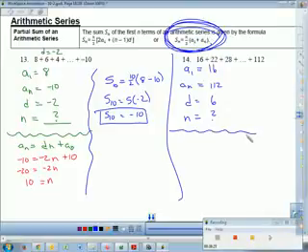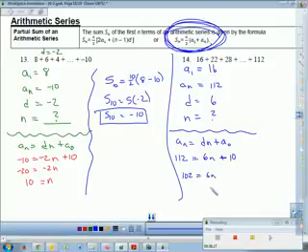Find an n. There's where our explicit formula helps us. 112 is the nth term. The difference is 6. And the 0th term would be 10. Is that right? 10 is the 0th term? Yeah!